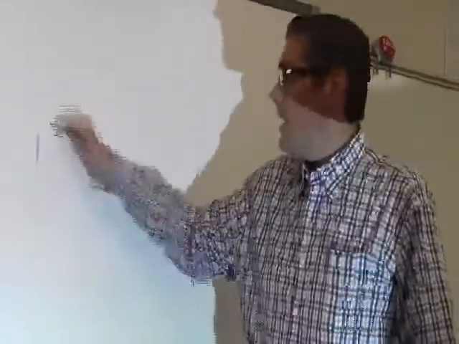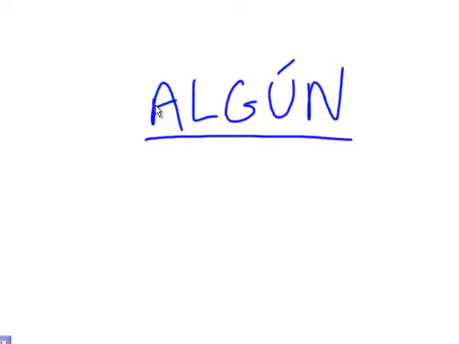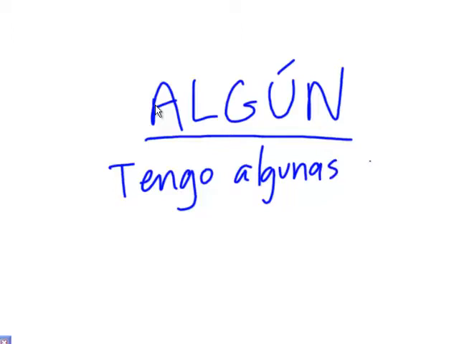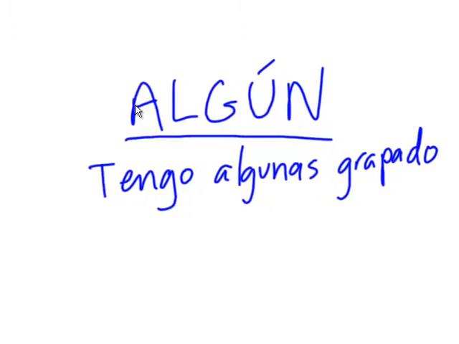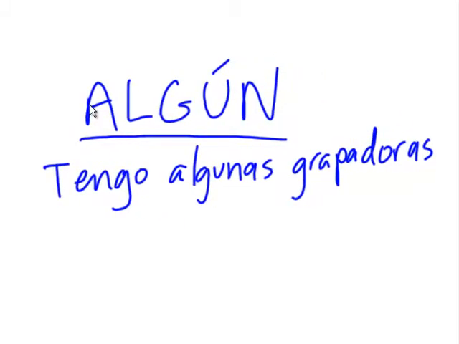Okay, our first word today, algún. Algún. Now, algún is closest to the English if we were to say some or any. For example, tengo algunas grapadoras. We'll try to use vocab that we're studying right now. Grapadoras. Tengo algunas grapadoras. I have some staplers.